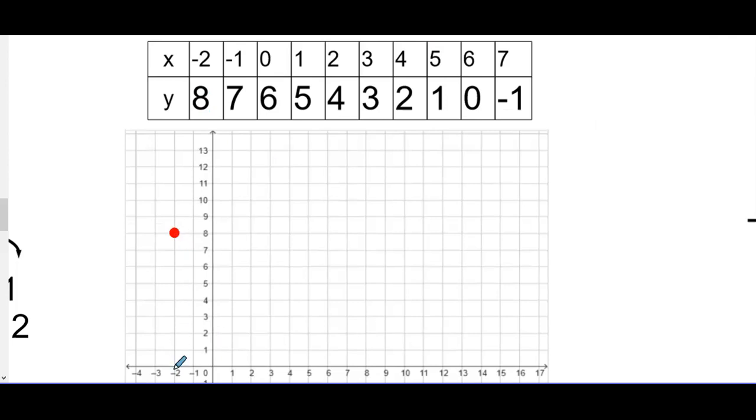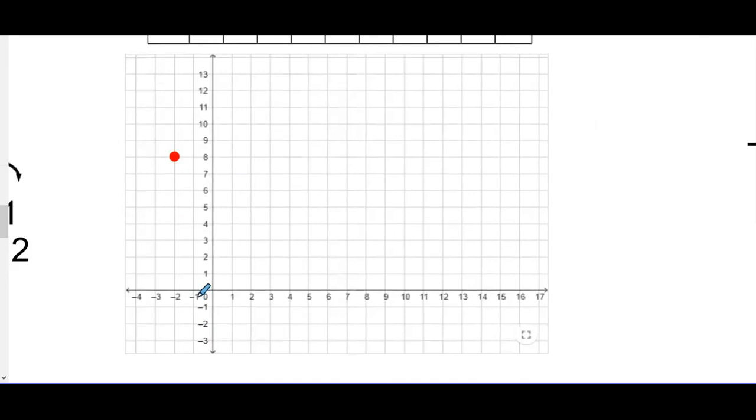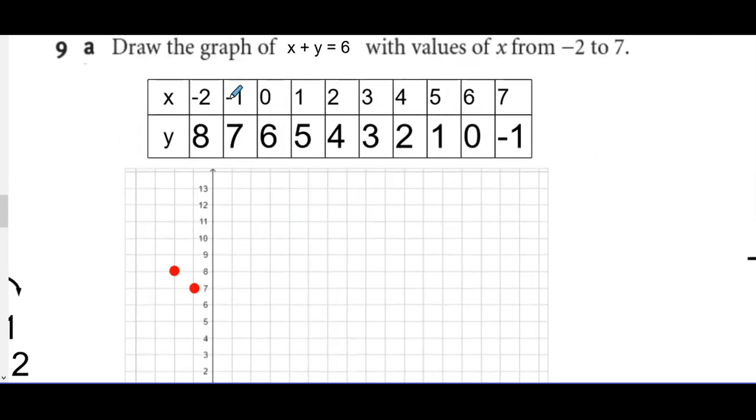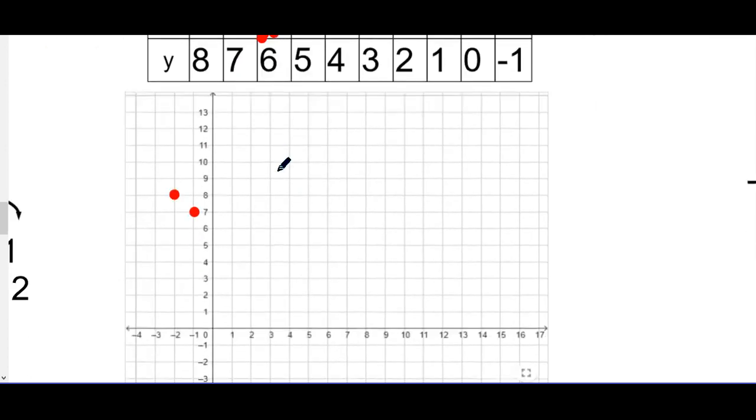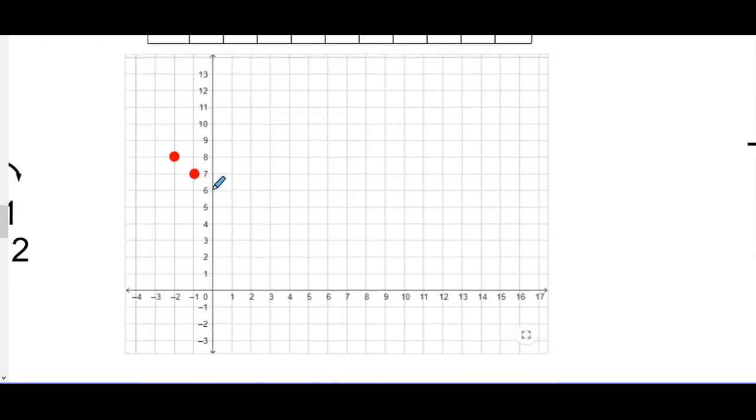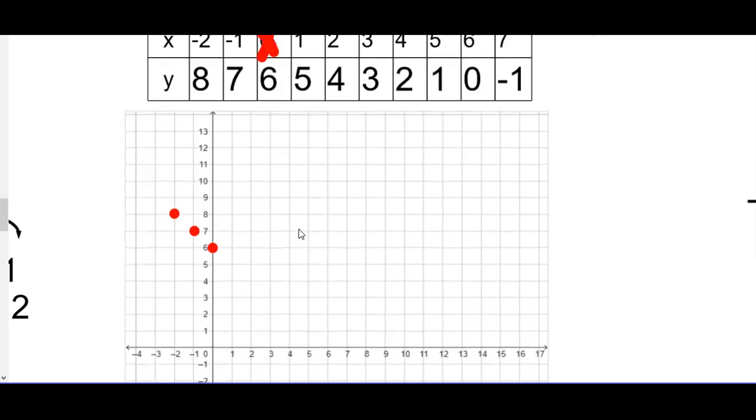This is -2, 8. And this is -1, 7. -1, so it will be somewhere there. -1, 7. Now 0,6. A lot of students get confused over here. 0,6. So we need to cross out the 0 and you remain with only y equal to 6. So y equal to 6 is somewhere here. This is where y equal to 6. Okay.